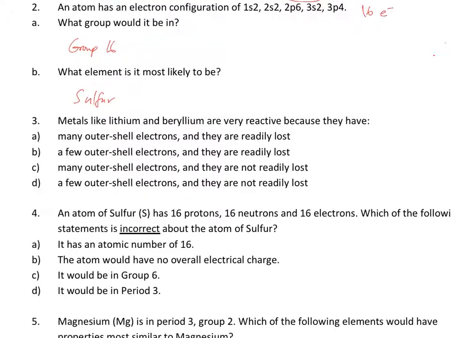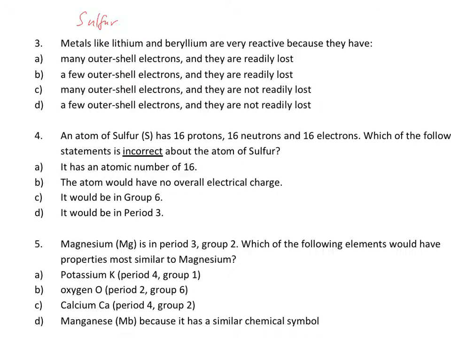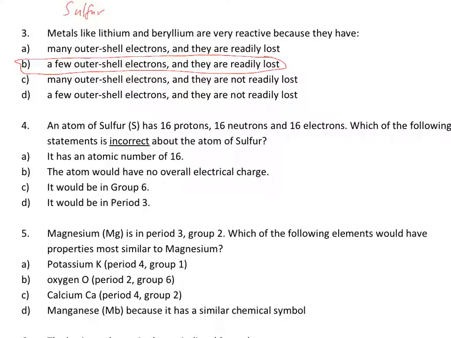Metals like lithium and beryllium are very reactive because they have many outer shell electrons and readily lose them. Well, if they had many outer shell electrons, they wouldn't be readily lost. They have a few outer shell electrons and they are readily lost, so that's correct. They readily lose their electrons because they only have a few of them, so it's easier to empty their outer shell than to fill it up.